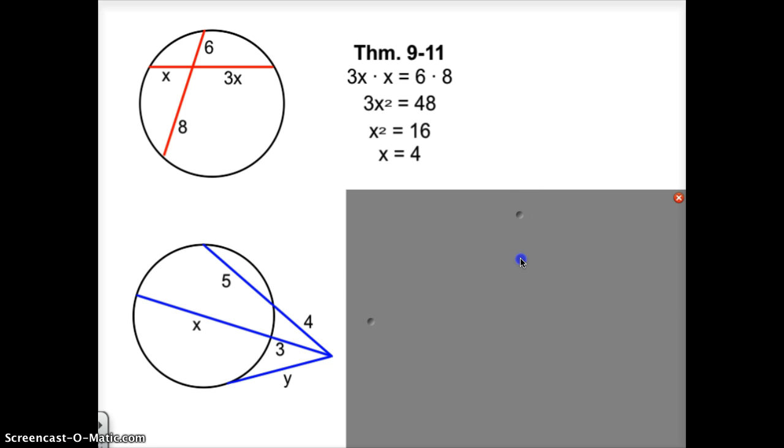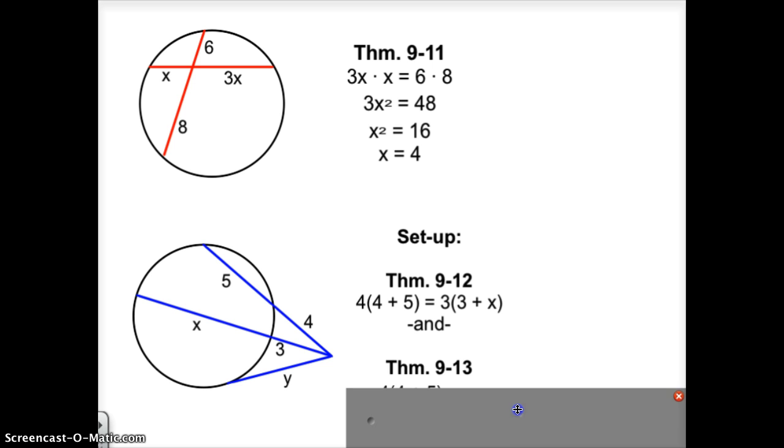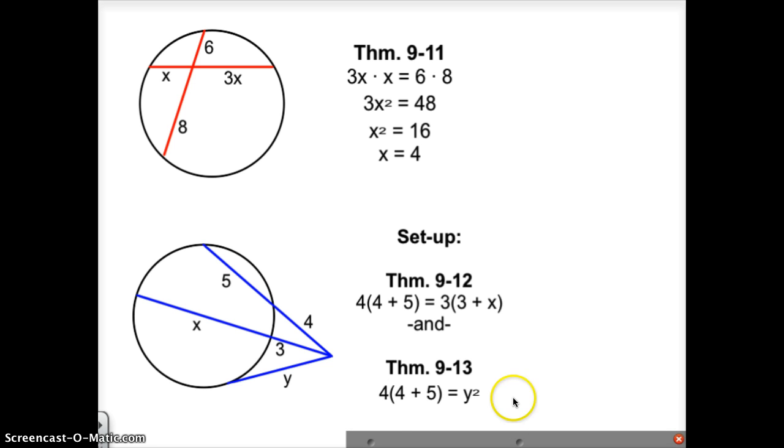So in the next one, we solve for x by taking 4, being the external segment of the secant, and multiplying it times the entire secant, which is the external plus the chord. So 4 times 4 plus 5 equals 3, which is the external segment, times 3 plus x, which is the whole secant. Solve for x that way. The other theorem takes y and squares it because it's the tangent, and then again takes the external segment and multiplies it times the secant, the same as in theorem 9.12.